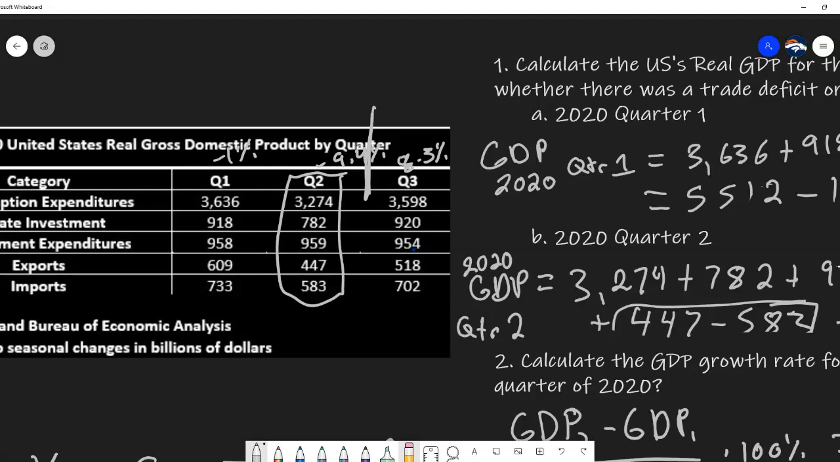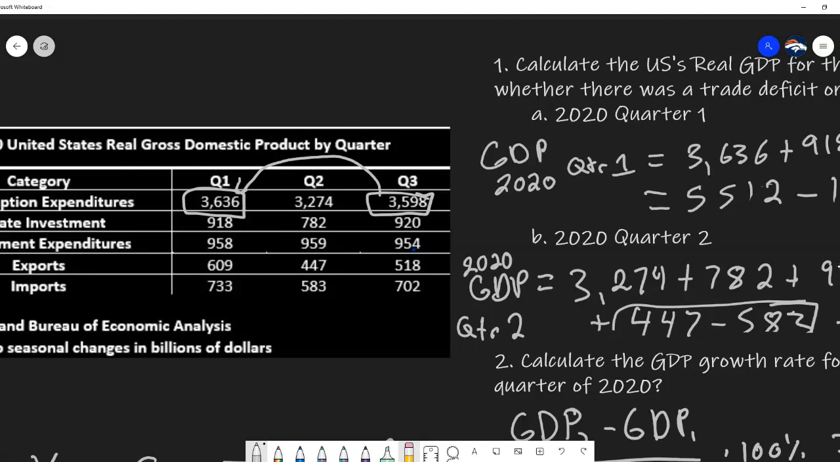But what's kind of intriguing, if you look at it, yes, there's this growth of 8.3%. However, quarter 3, remember these are adjusted for inflation and seasonal changes, is actually less than quarter 1. So even though we had that significant growth, we still weren't back to where we were pre-pandemic. And in fact, we still aren't quite back to where we were previously in 2019.